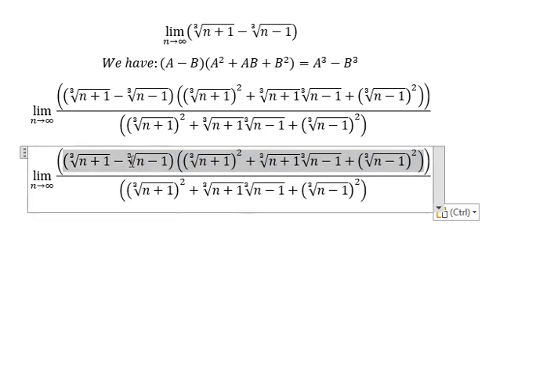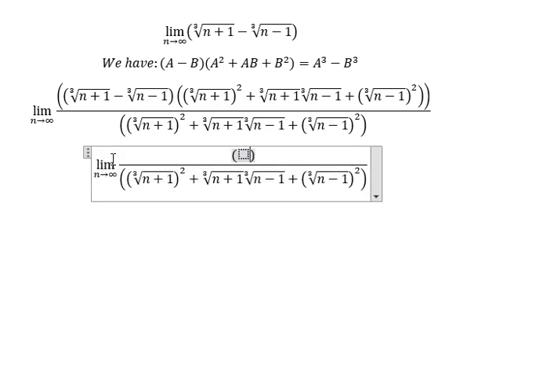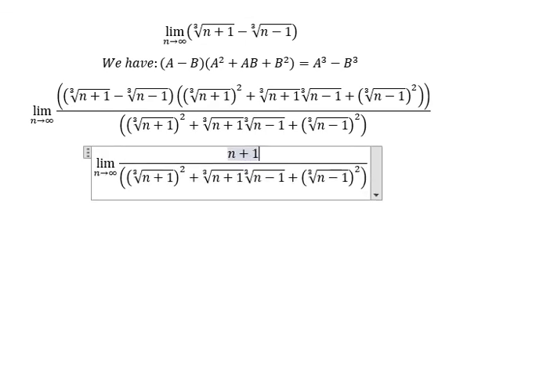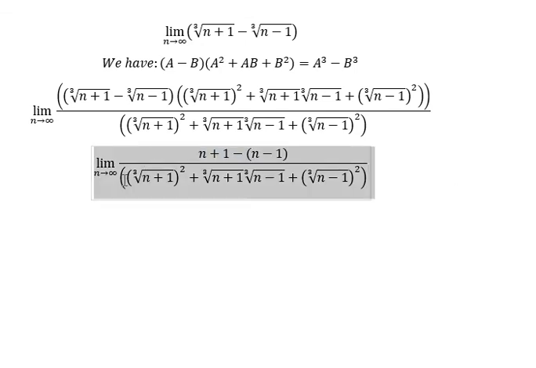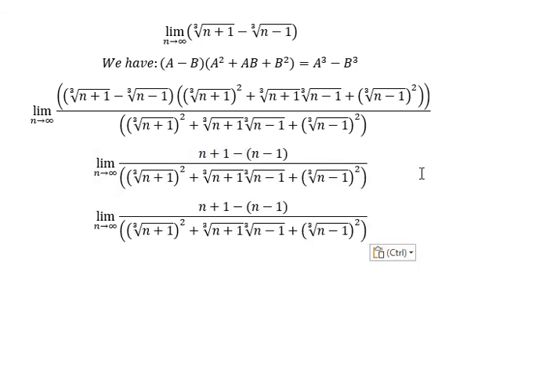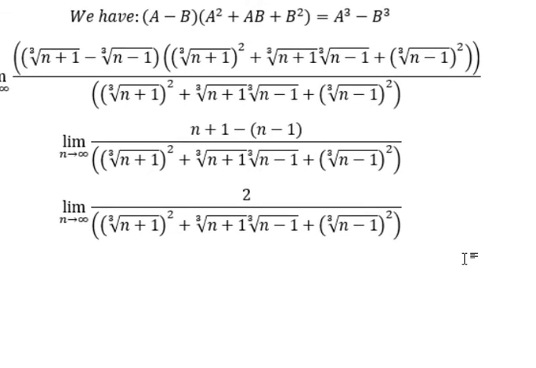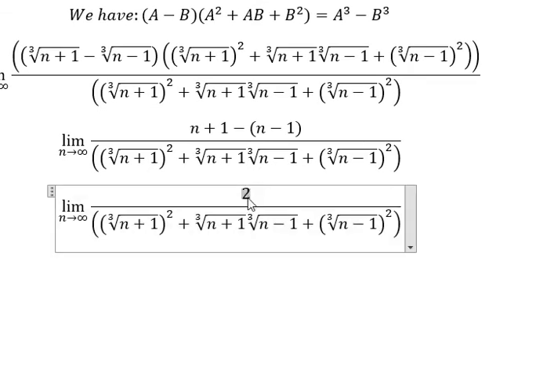So this one you get n plus 1 minus n minus 1. So n minus n we cancel, and 1 minus negative 1, we have positive 2. So we see that this is the number.